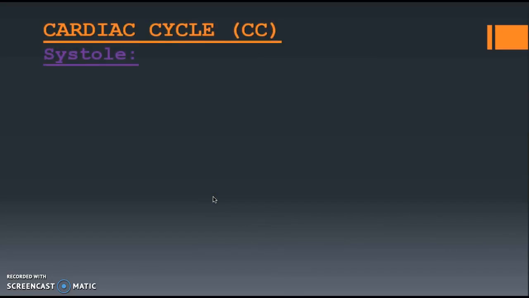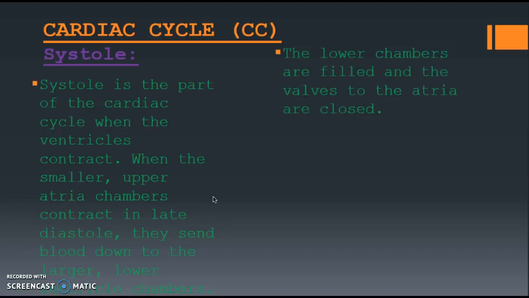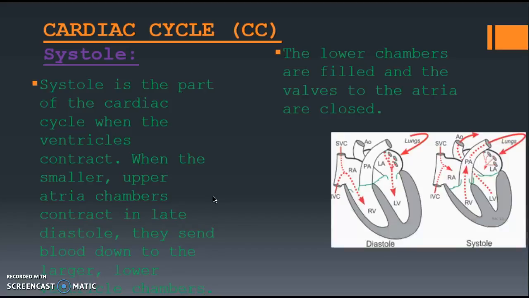So now we're going to be talking about the cardiac cycle again, but here we're going to be talking about systole. Systole is the part of the cardiac cycle when the ventricles contract. When the smaller, upper atrial chambers contract in late diastole, they send blood down to the larger, lower ventricle chambers. And the lower chambers are filled and the valves to the atria are closed.